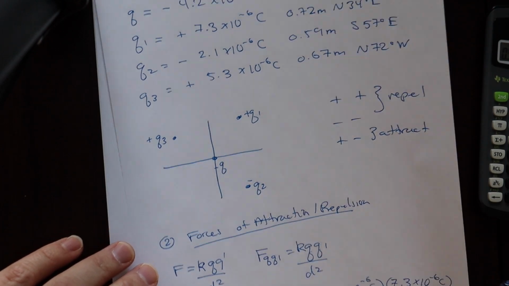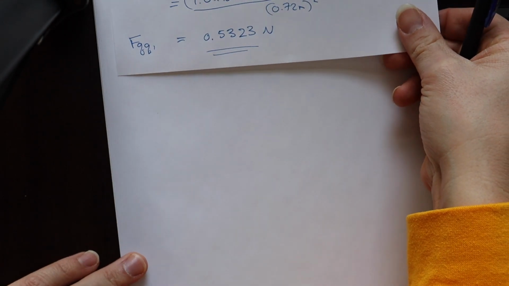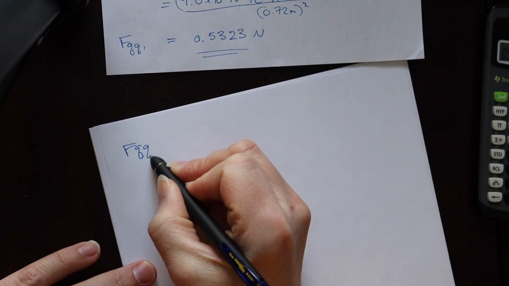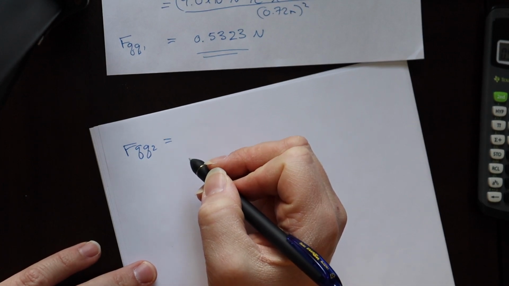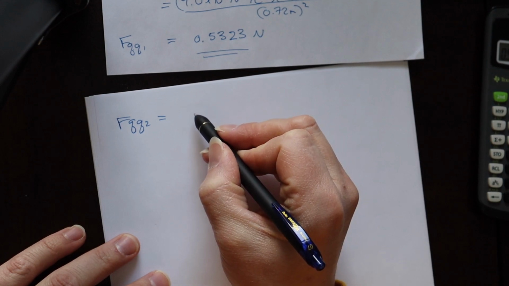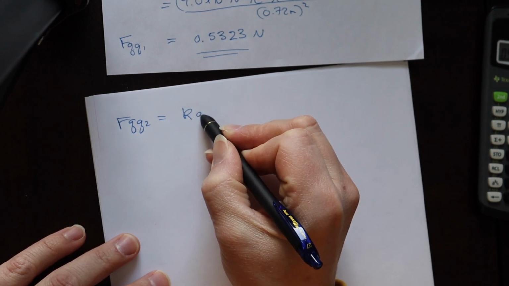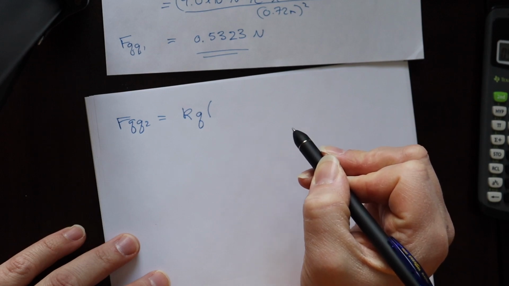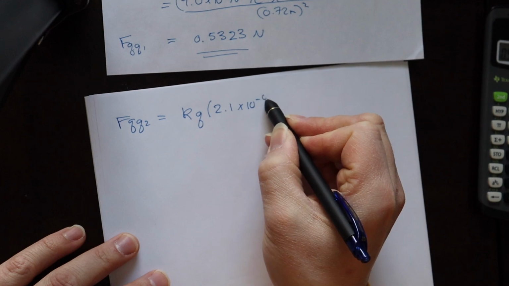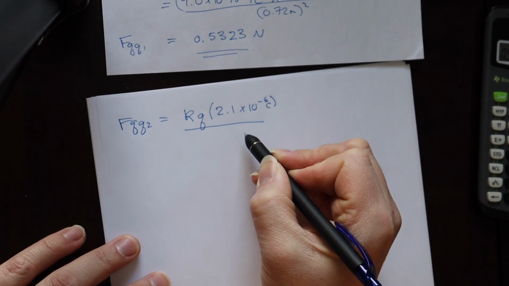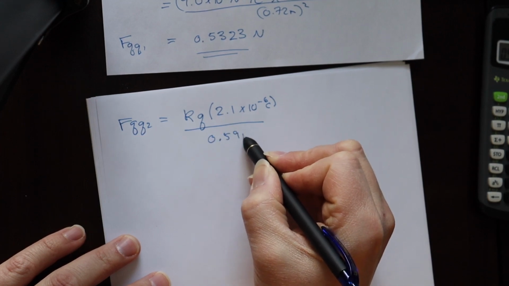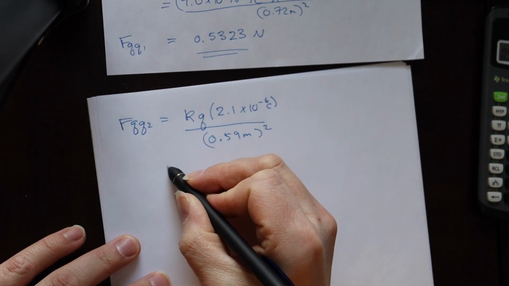Okay, so moving this paper up here, now we look at the force between Q and Q2. This is all in reference to the reference charge Q, which was that negative 4.2. So I'm not going to rewrite everything because K is going to be the same, Q is going to be the same, and then instead of Q1, for this one I'm going to put Q2, which is 2.1 times 10 to the negative 6 coulombs, and the distance between Q and Q2 is 0.59 meters, squared.